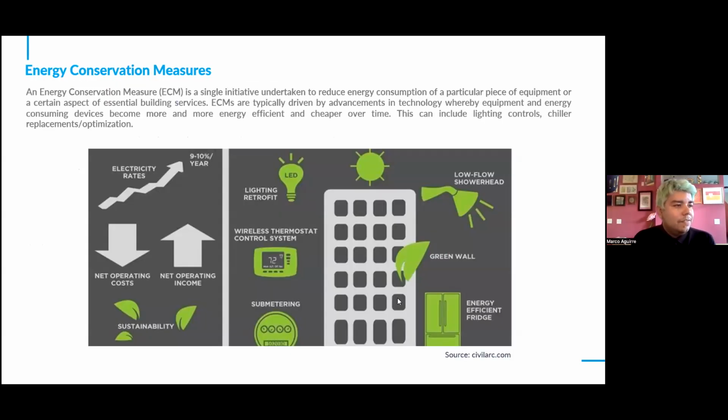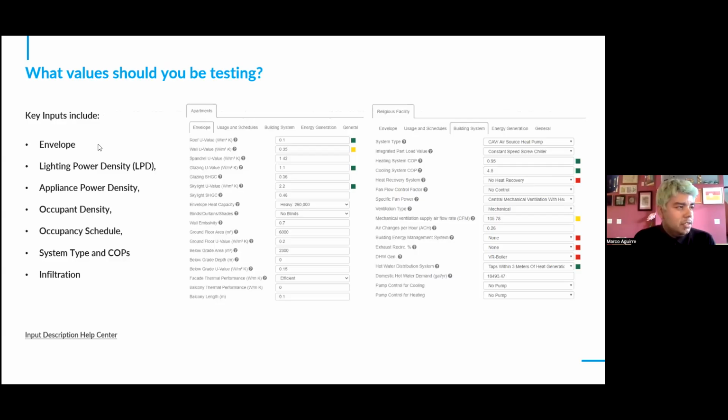The idea of figuring out what exact upgrades you need to make in order to make your building more efficient is called an energy conservation measure, or ECM. This is really what the architect needs to learn about and understand in order to incorporate and deliver better performing buildings. So you have things like more efficient lighting, thermostat controls, sub-metering, more efficient appliances, green walls, low flow shower heads. You'll see some of the top ones.